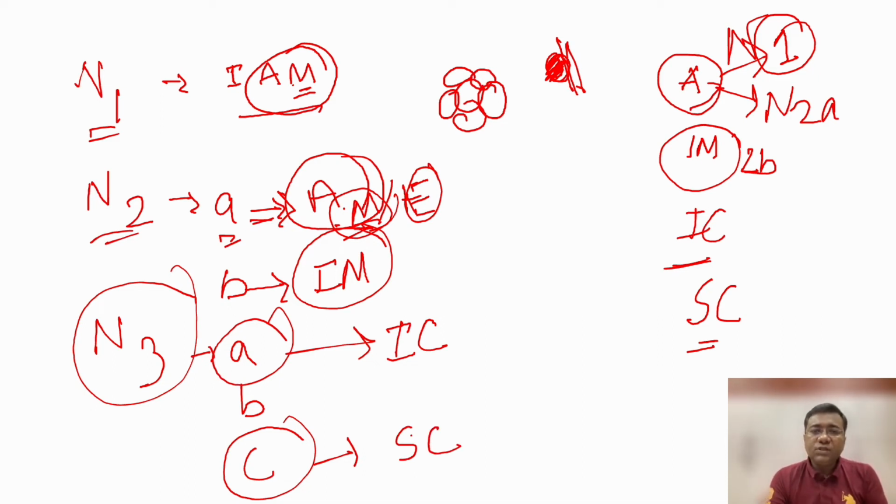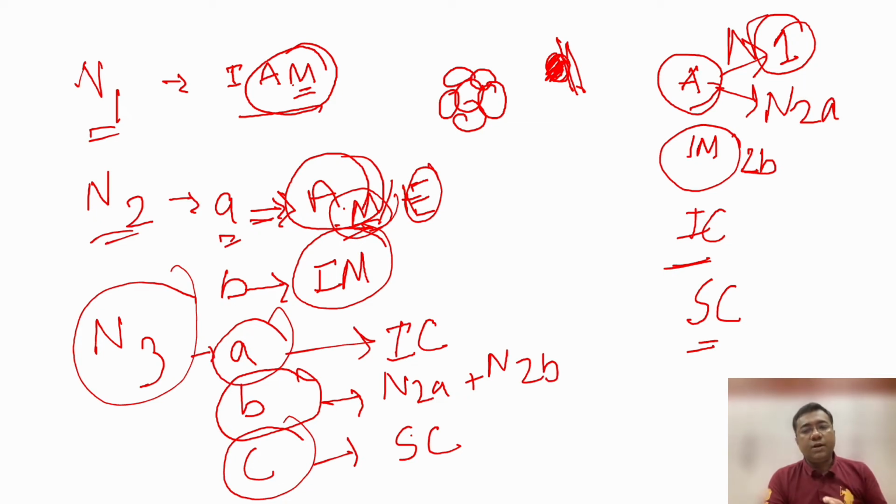Now, if the patient has a central location tumor or a big tumor, that tumor can go both to the axilla as well as to the internal mammary group of lymph nodes. So N3B is both N2A plus N2B, so both axillary and internal mammary group of lymph nodes.